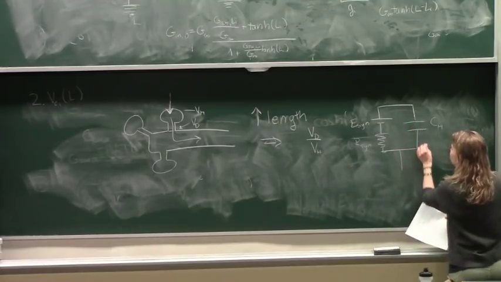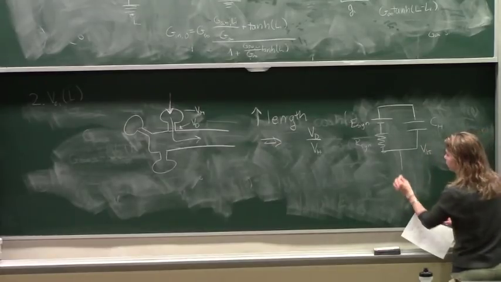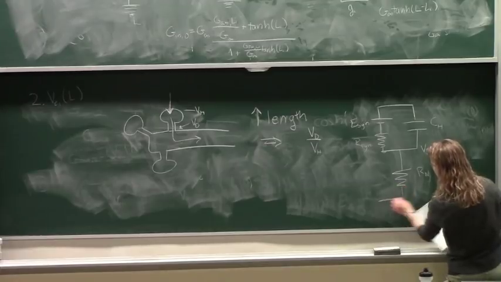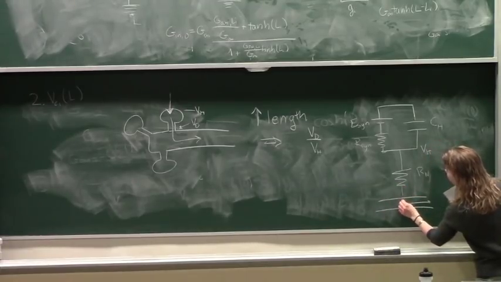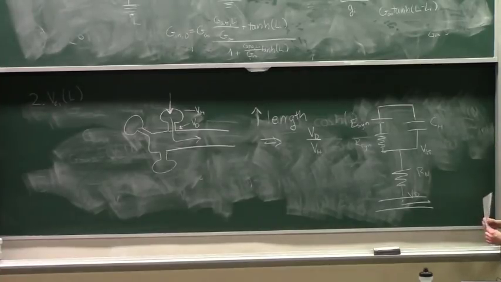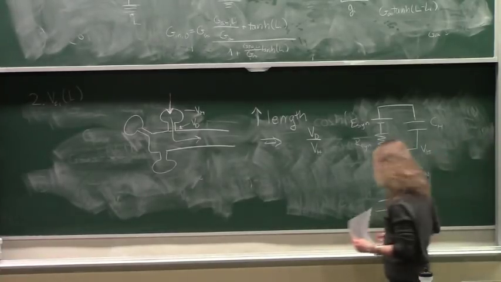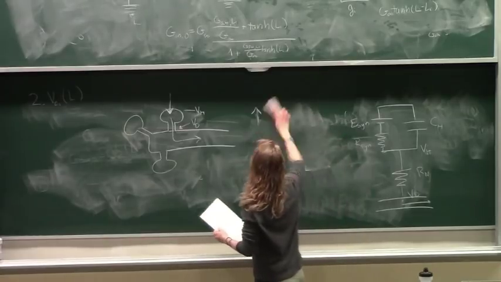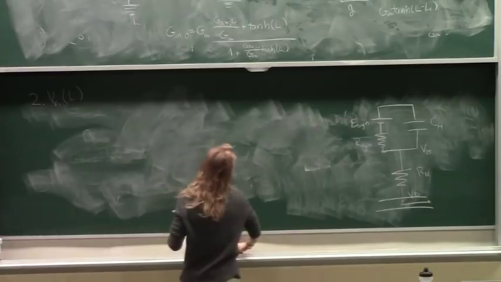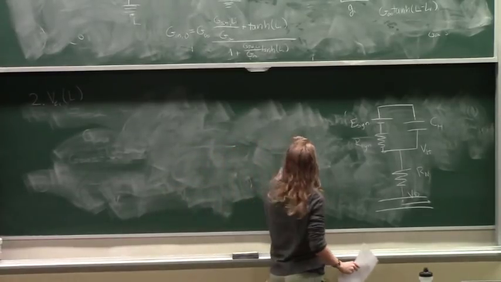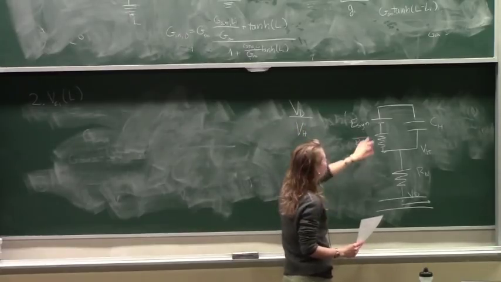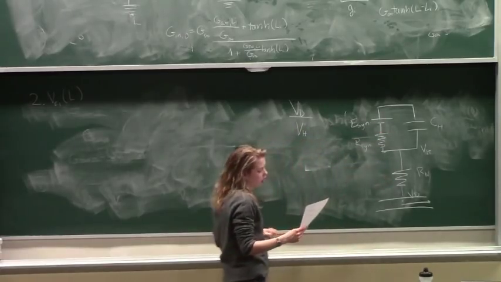And then this is the voltage felt at the head. You have some resistance associated with the neck. And then here's the rest of the dendrite, and this is the voltage felt at the rest of the dendrite. Basically your goal for this type of problem would be to calculate VD over VH given these values.